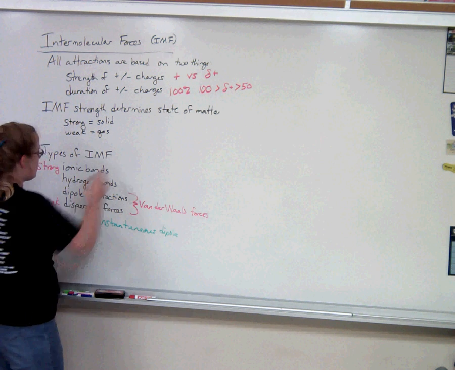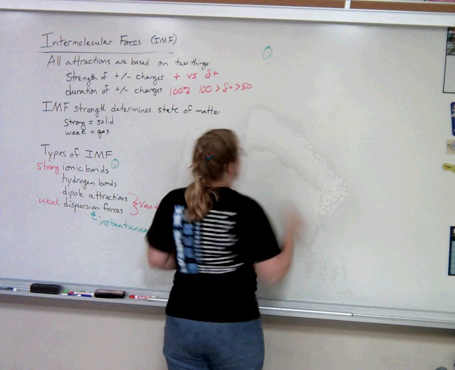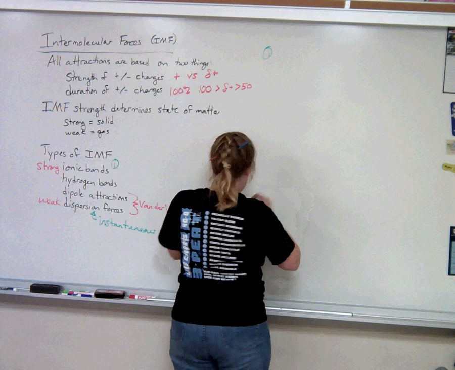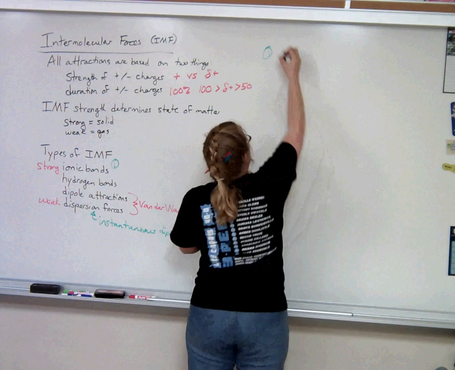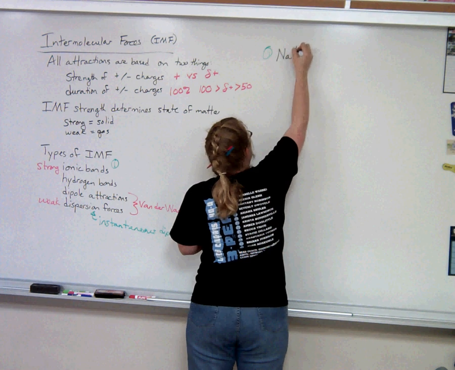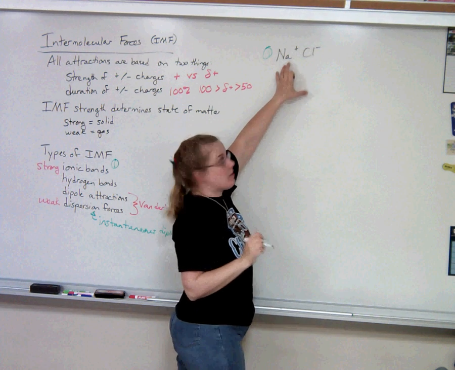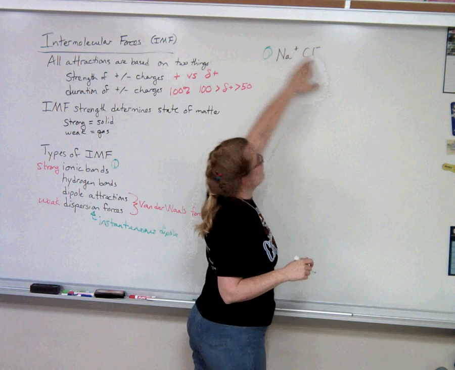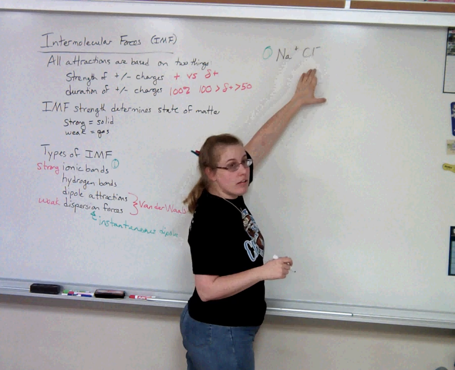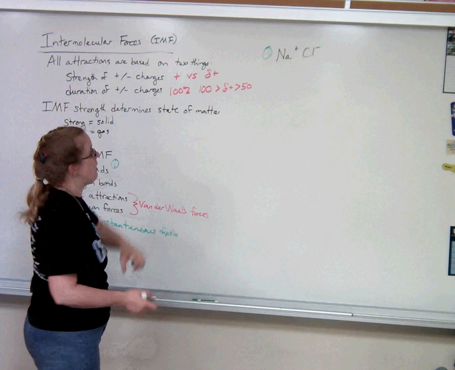First, ionic bonds. Ionic bonds exist in ionic compounds. Ionic compounds are made of metals and nonmetals. For example, sodium chloride. The metal gives its electron away to the nonmetal, and therefore the metal becomes positive, the nonmetal becomes negative. This is a full positive and a full negative, 100% of the time, so it's very strong. That's why these are the strongest, because they have the highest charge.